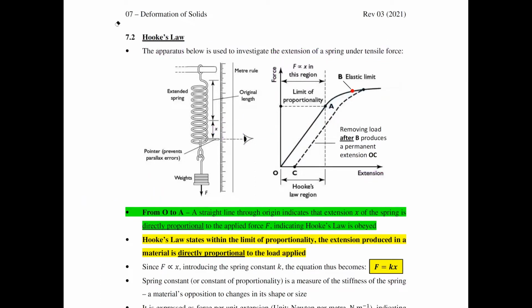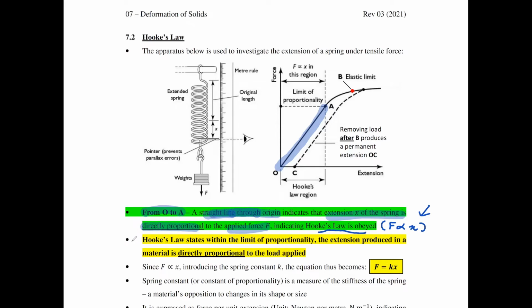What does it tell us? If you look from O to A, which is from here to here, you tend to see a straight line that passes through the origin. Now, when you have a straight line that passes through the origin, it tells you that the extension x is directly proportional to the applied force, meaning F is directly proportional to x. When F is directly proportional to x, that means Hooke's law is obeyed.